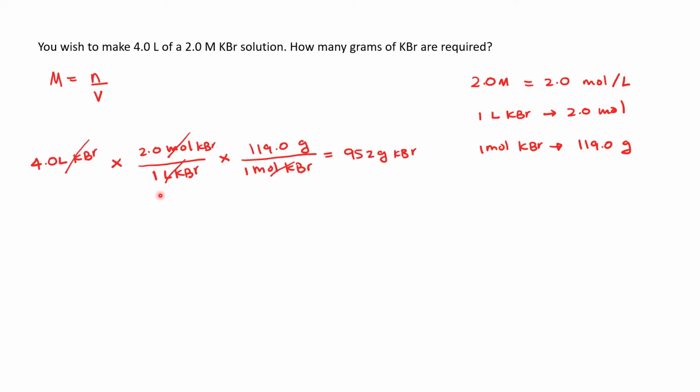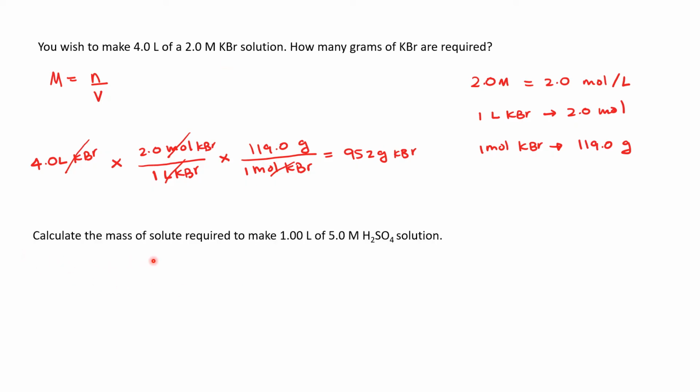So let's do a dimensional analysis and start with 4 liters. We know 1 liter of KBr solution has 2 moles of KBr. So in this fraction, we are going to find the required number of moles of potassium bromide to make this solution. And we are going to convert these moles to mass now. We know 1 mole of KBr weighs 119 grams. You can see the units cancel out and you are going to end up with grams of KBr. So you need 952 grams of KBr to dissolve in 4 liters of water to make a 2 M KBr solution.